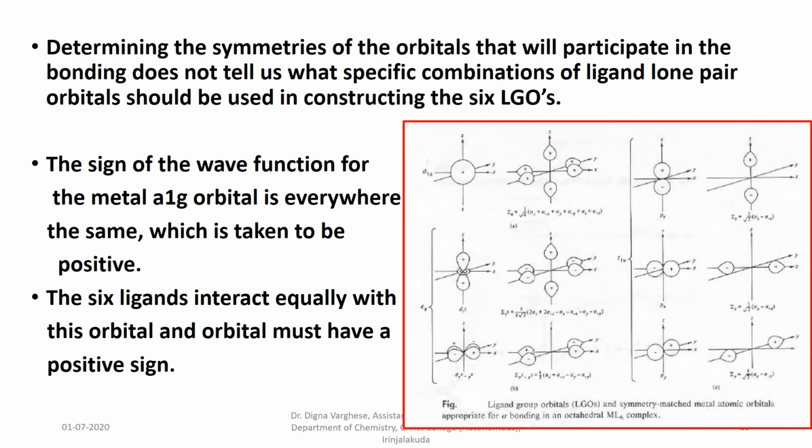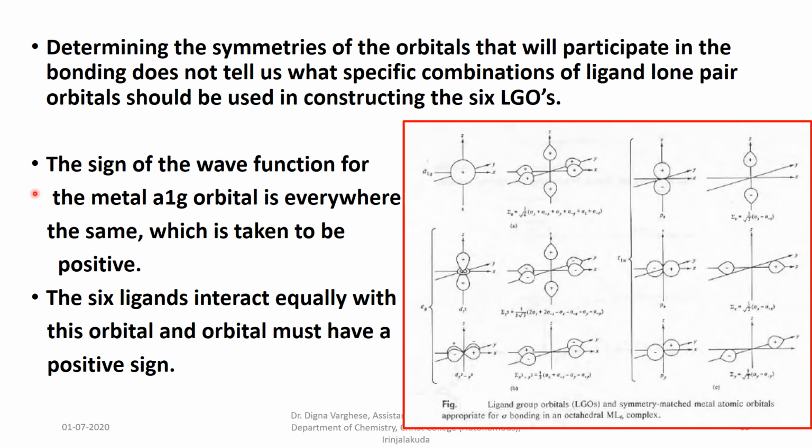Determining the symmetries of the orbitals that will participate in the bonding does not tell us what specific combinations of ligand lone pair orbitals should be used in constructing the 6 ligand group orbitals.